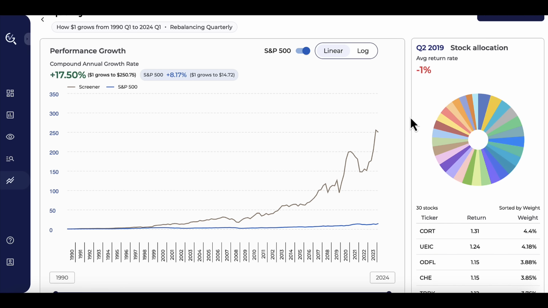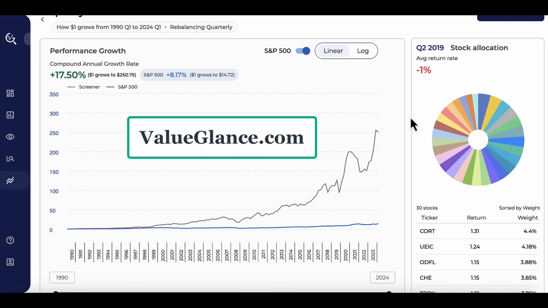And if we want to zoom in, we can analyze individual stocks, build up our own strategy, and compound for the long run. So good luck to you finding winning stocks.